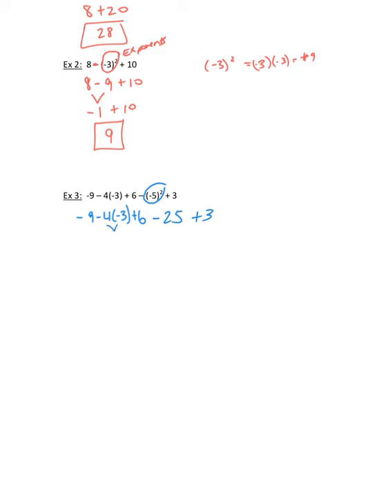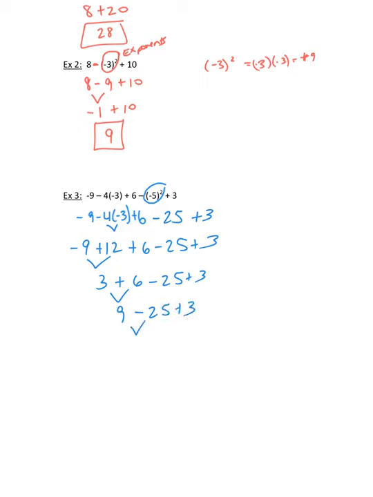I have multiplication right here. Be careful with your signs. This is really negative 4 times negative 3, which is positive 12. So I'm going to write plus 12, and I'm going to bring everything else down. I'm going to bring down the -9, the +6, minus 25 plus 3. And now we just have a whole bunch of addition and subtraction, which I'll do from left to right. So -9 plus 12 is +3, plus 6 minus 25 plus 3, and then 3 plus 6 is 9. And then 9 minus 25 is going to give us -16, plus 3 is -13.